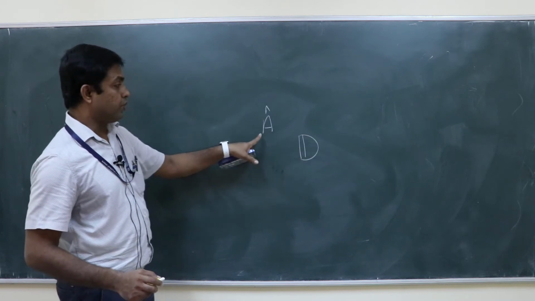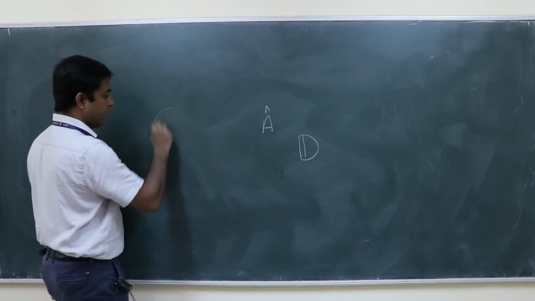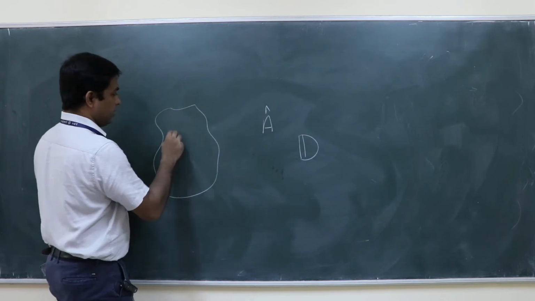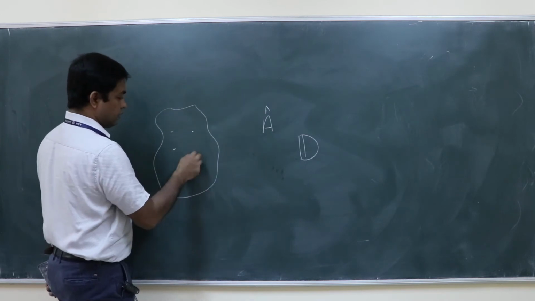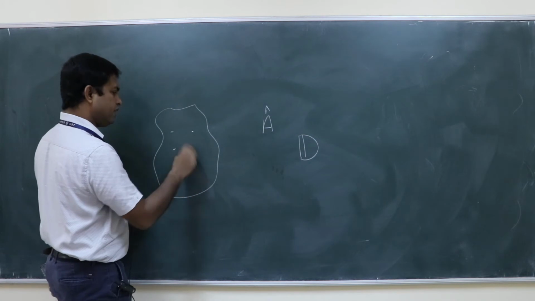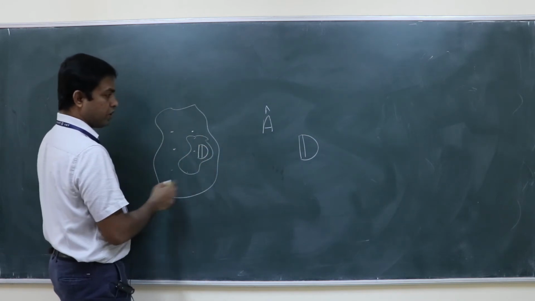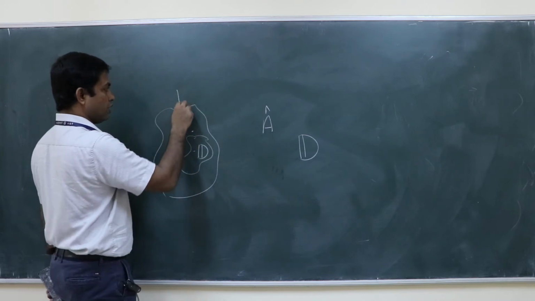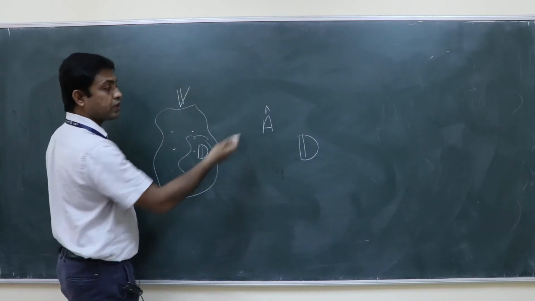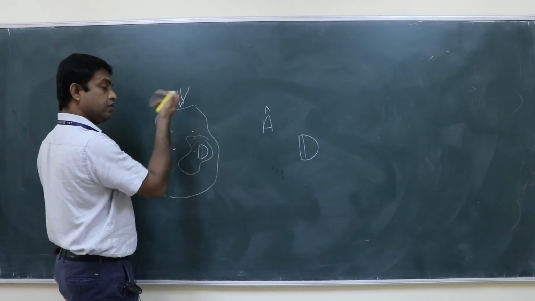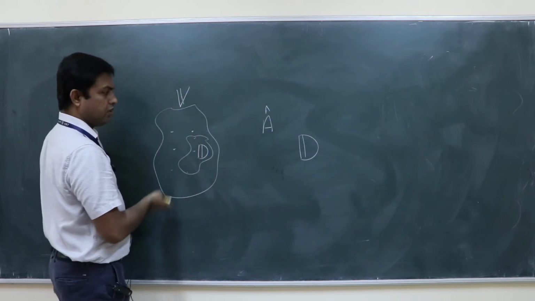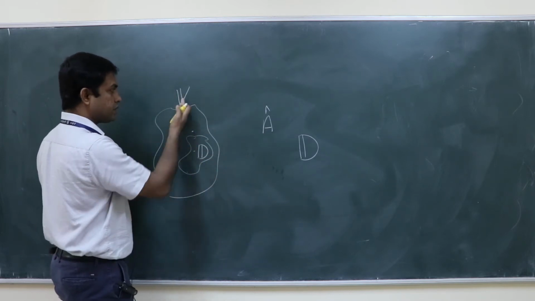You take any vector in this vector space, then there is a small subset D, because D is a subset of your total V, right? In certain cases, for some operators, maybe D is V itself, but in general it is a subset of V.